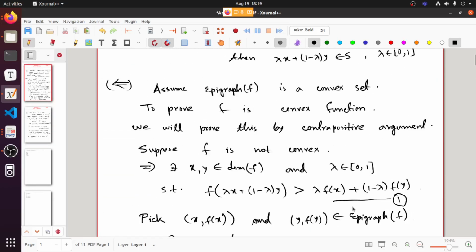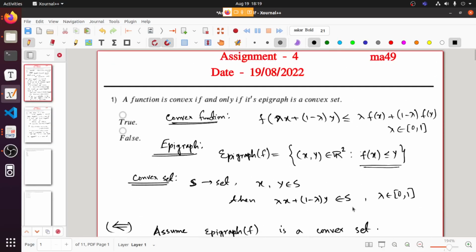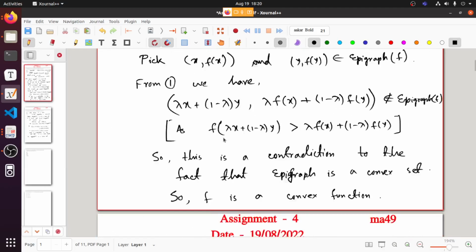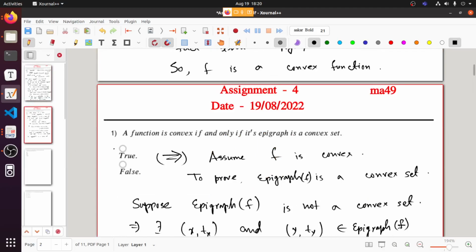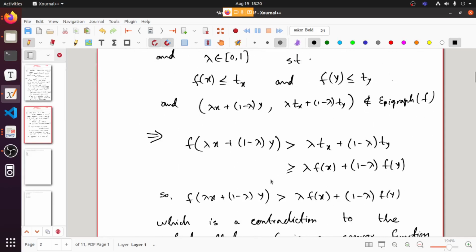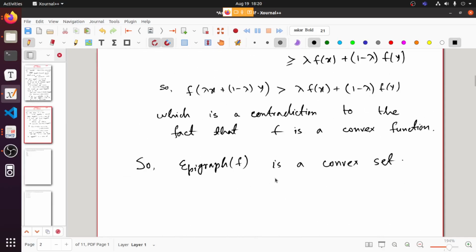So what we have proved is that f is convex if and only if its epigraph is a convex set. We have proved both directions. So the statement is true. Right? So here it's also true. Any question with this? Yes.